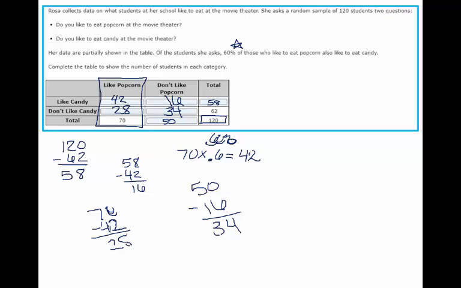You could always check just to make sure that you have this right. So 42 plus 16 is 58. 28 plus 34, 62, 70, 50, 120. Counting down, 42 and 28 does give you 70. 16 and 34 does give you 50. 58 and 62 does give you 120. So these should be the correct values.